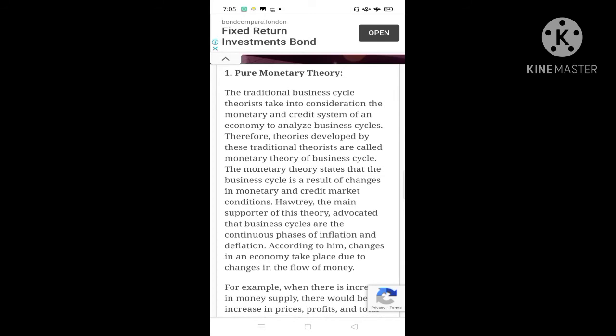The traditional business cycle theories take into consideration the monetary and credit system of an economy to analyze the business cycle. Therefore, theories developed by these traditional theorists are called monetary theory of business cycle. The traditional business cycle theorists like Hawtrey. Okay, Hawtrey is the name of an economist who has taken the monetary and credit system of an economy to analyze business cycle. According to them, it is the monetary and credit system of an economy which will influence the business cycle. That's why it is called monetary theory of business cycle.